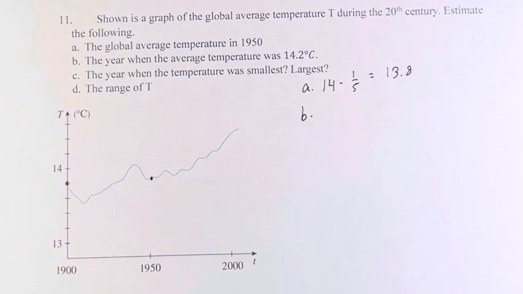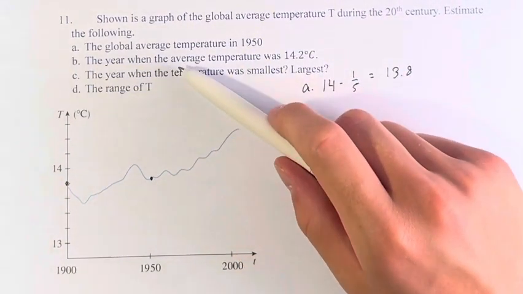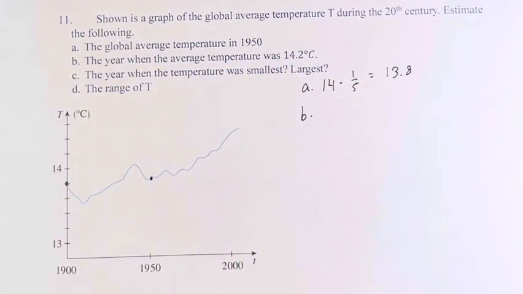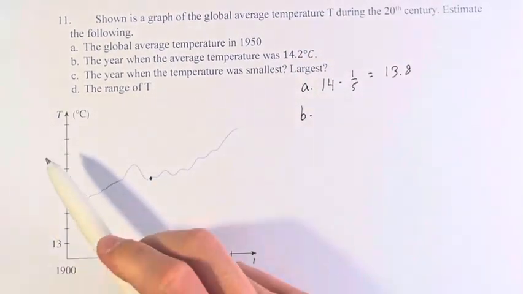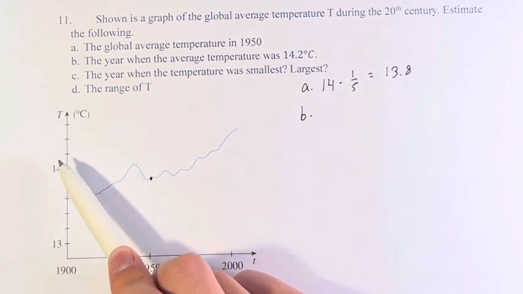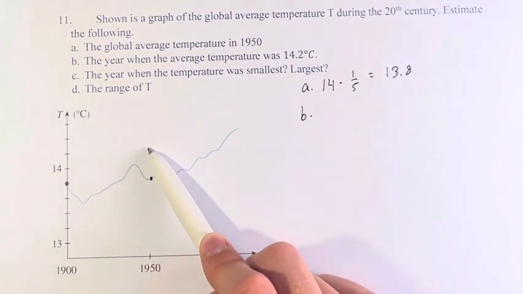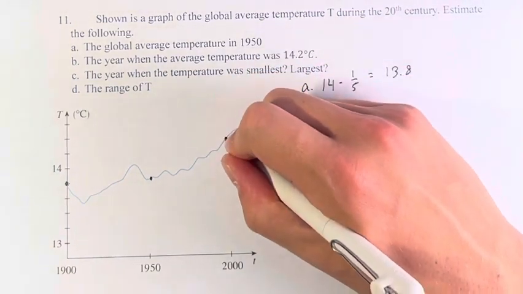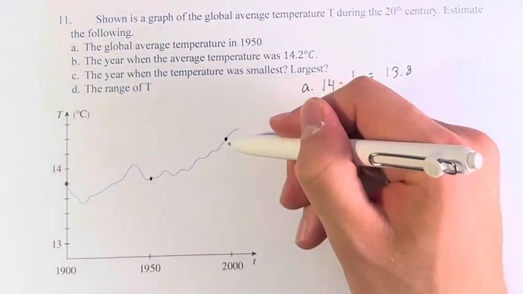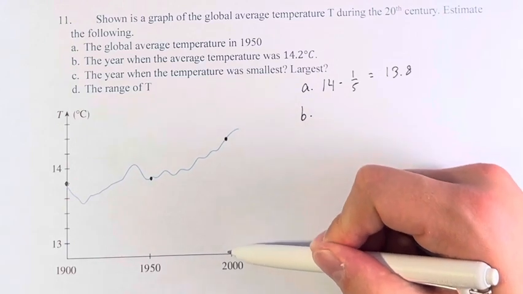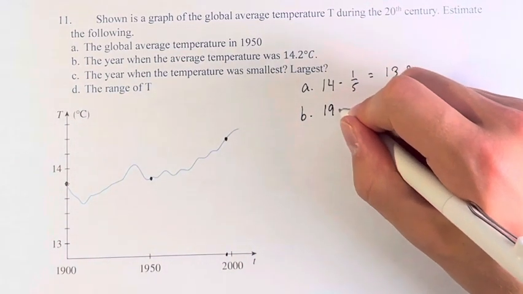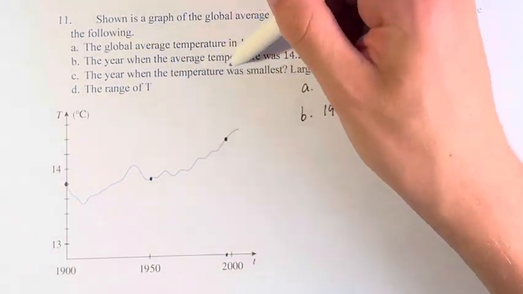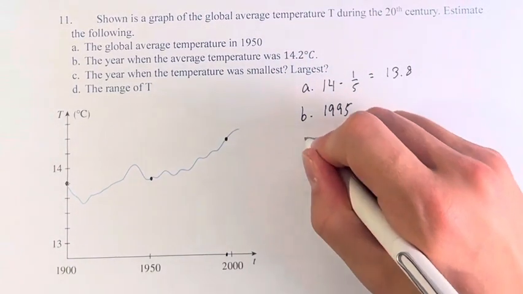For B, we are looking for the year when the average temperature was 14.2 degrees Celsius. So again, we have to go up 1/5, one tick on the y-axis, up to 14.2, and find the corresponding point in the graph, which if we go across, is roughly right here. What is the year associated with this point? Well, then we have to go down, and we can see that it's a little bit before 2000. So we can just say roughly 1995 is when the average temperature was 14.2 degrees Celsius.